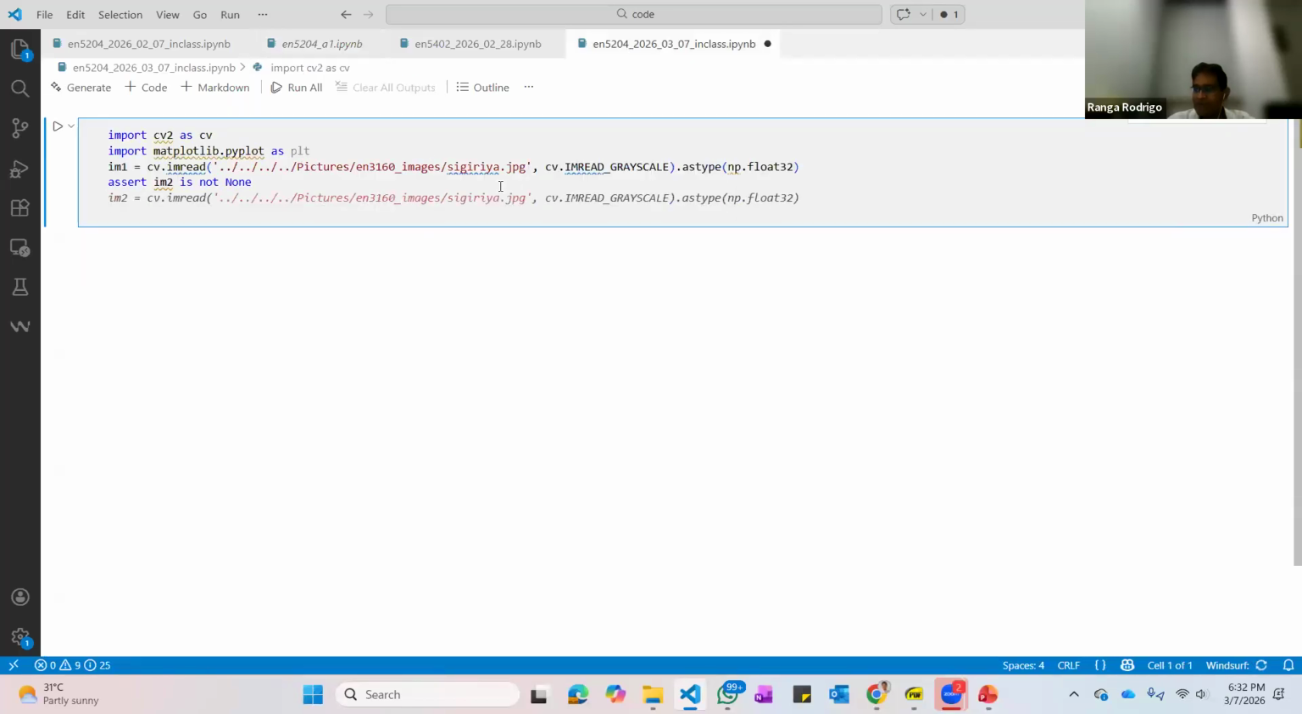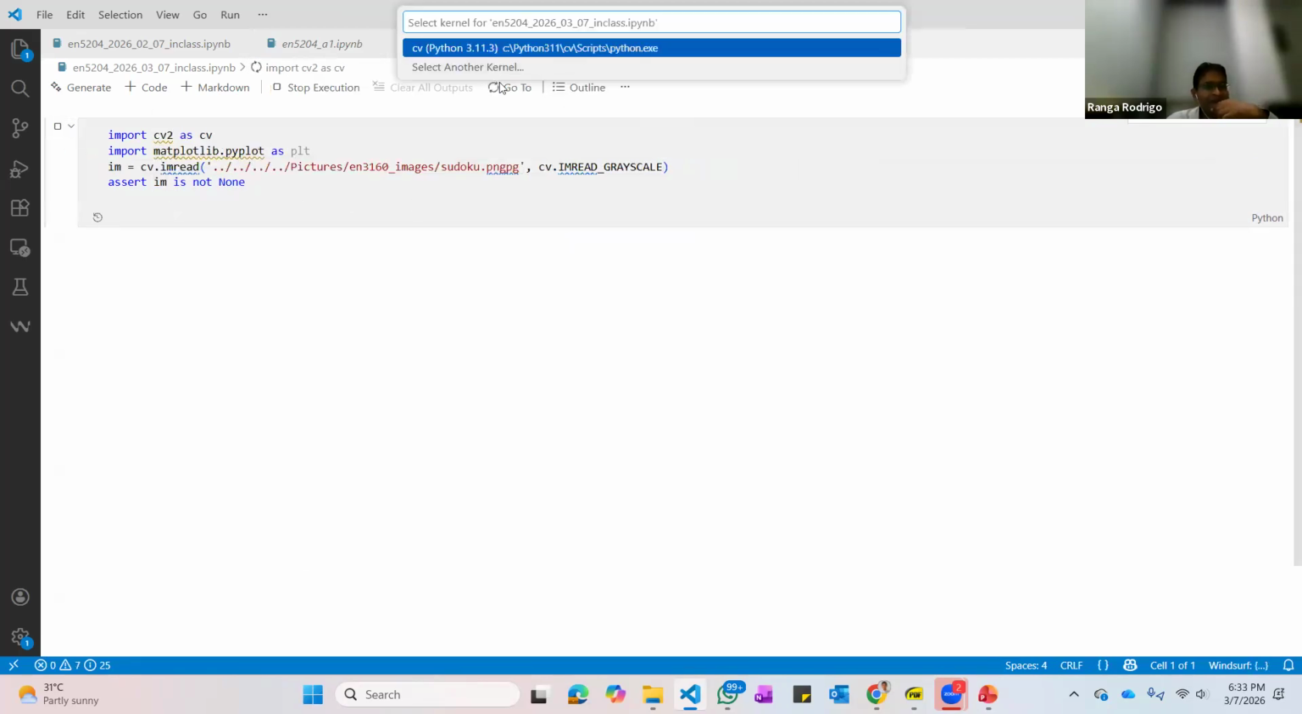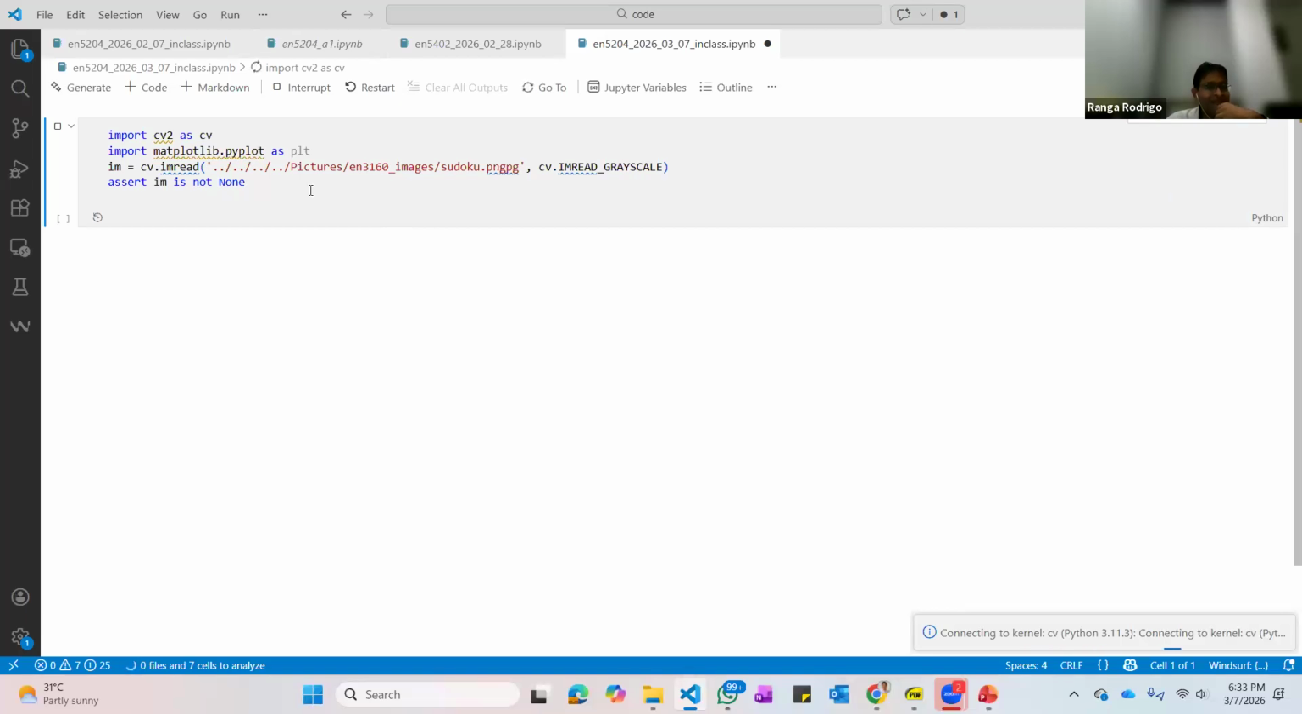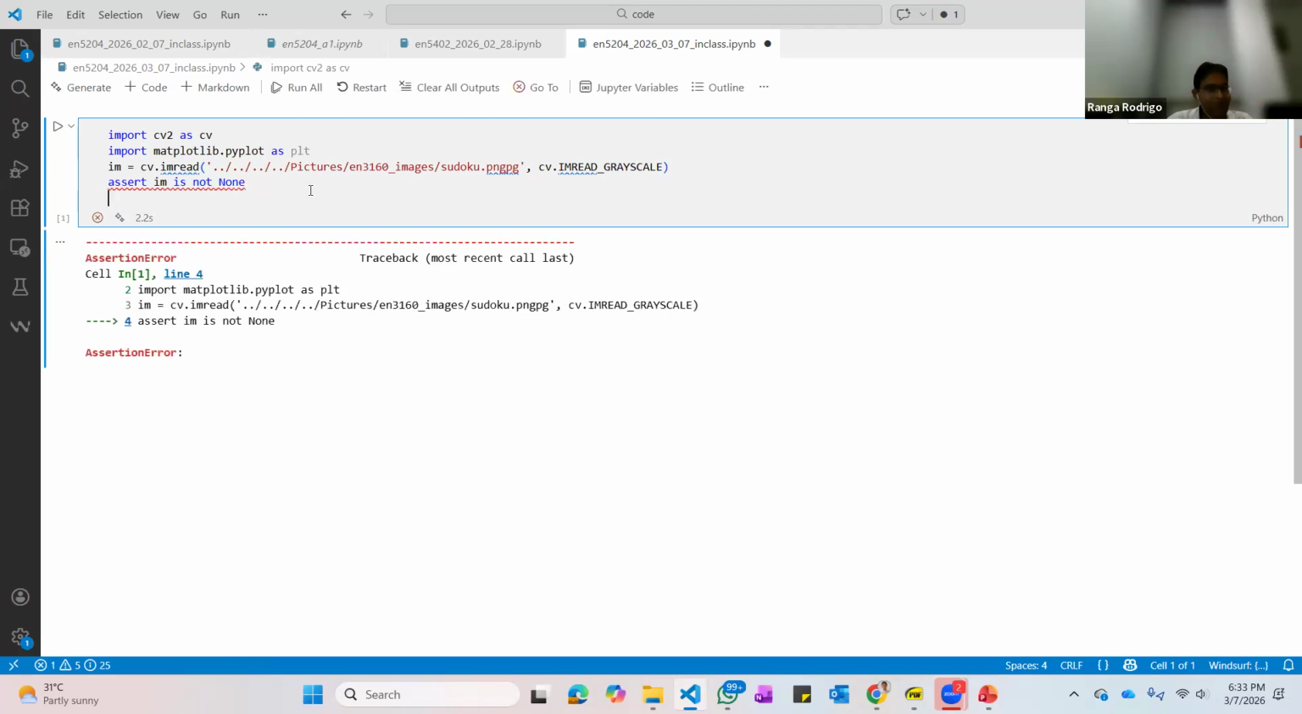That image is called Sudoku dot PNG. We need that in grayscale. We don't need floating point. We'll check whether the image has been read by running this. Is it not None? No, I did not properly write PNG, right? PNG. Okay.